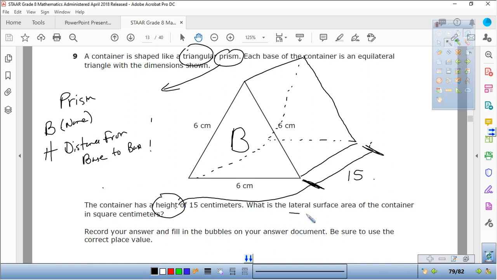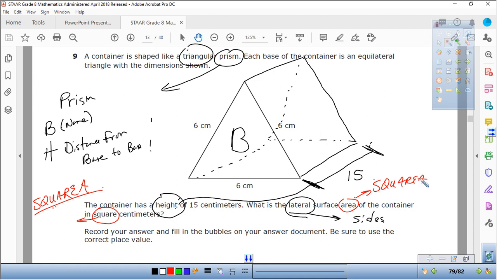What this is now asking is lateral. Remember in football, guys, when they say lateral, that means the sides. They do not want the bases. They just want the sides, the rectangles. You got it? Let me change color. This is very important. What should y'all think of when you see square? Area. Thank you so much. It's square area. Same thing with area: you better think of square. So basically, how many squares?